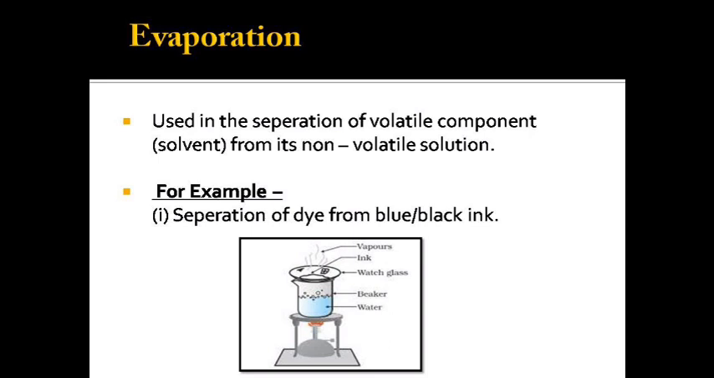In the figure you can see that we have an apparatus in which a watch glass is fixed. We have the mixture of dye, blue black ink. So what we do is when we heat the mixture, the dye gets separated from the blue or black ink because all the liquid particles from the ink get evaporated and the remaining residue is the dye. So from this method, we can easily separate dye from blue or black colored ink. Let us move on to the next separation technique.